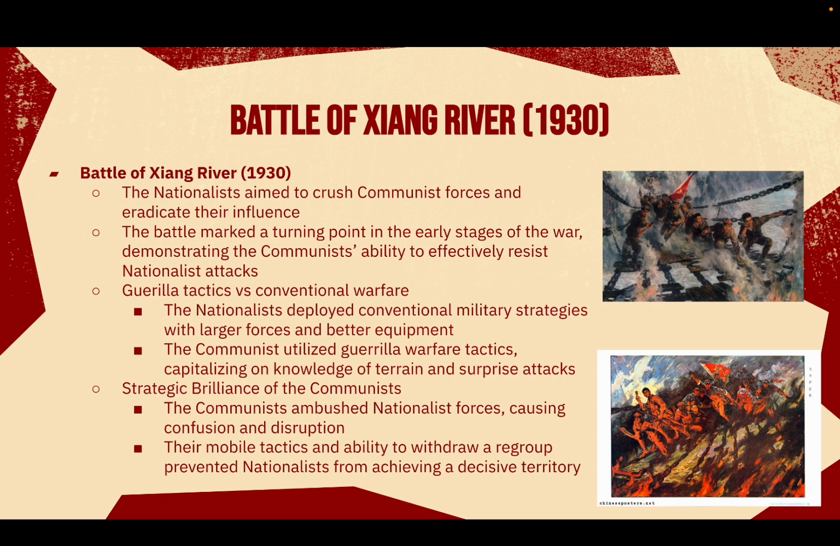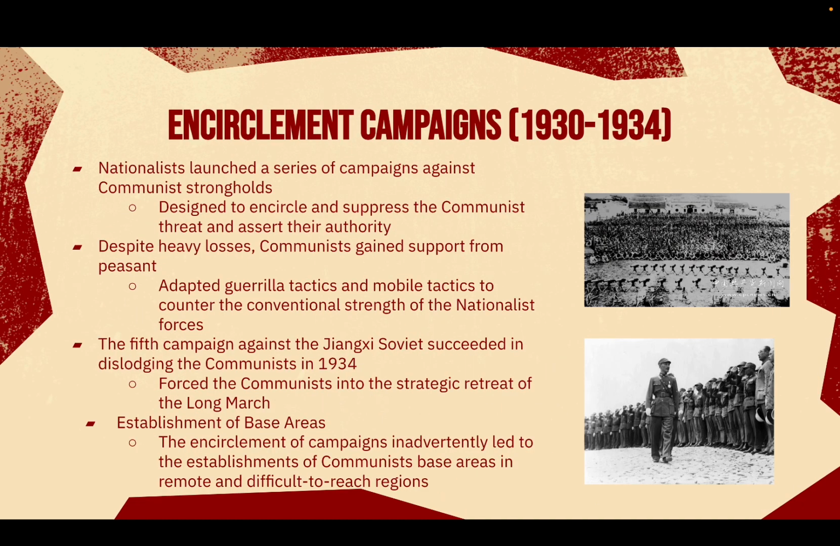The next was the Battle of Shang River. The Battle of Shang River was held when the nationalists aimed to crush communist forces and eradicate their influence, but this really just showed the strategic brilliance of the communists and how they used guerrilla tactics versus how the nationalists used conventional warfare. Next is the encirclement campaigns. The nationalists launched a series of campaigns against communist strongholds, and despite heavy losses, the communists actually gained support from peasants, adapting guerrilla and mobile tactics to counter the conventional strength of the nationalist forces.